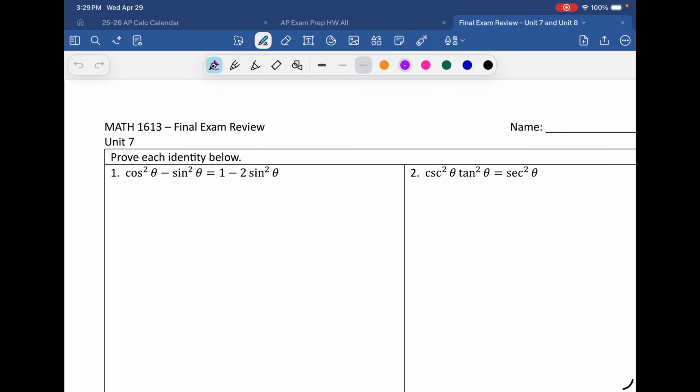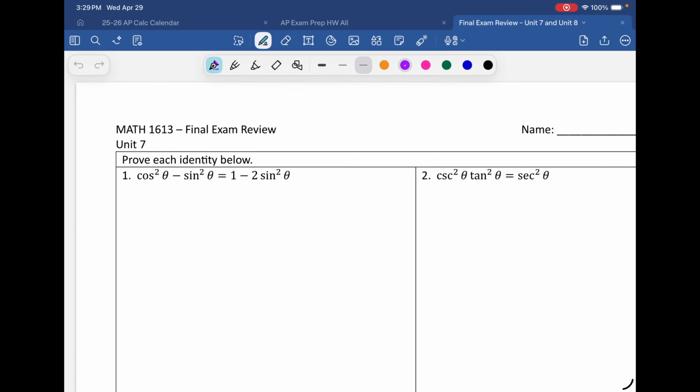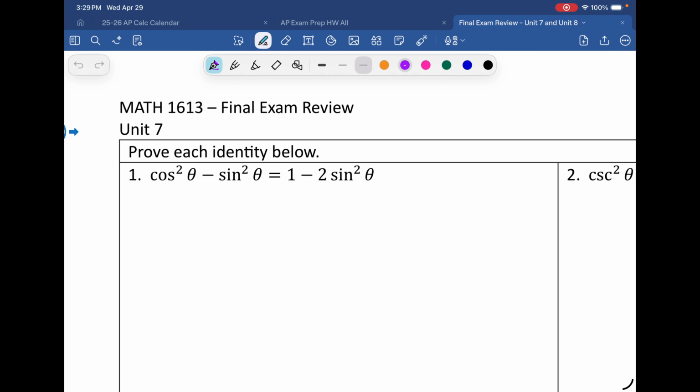Okay, we have our Unit 7 and Unit 8 final exam review right here. To start with, Unit 7 was identities and solving. On 1 through 6, you are proving the identity, so we're proving one side equals the other.